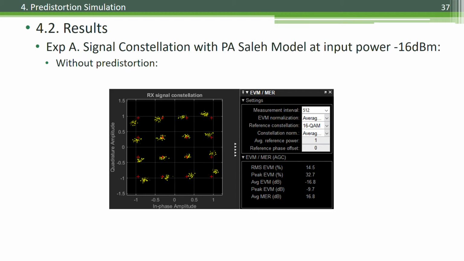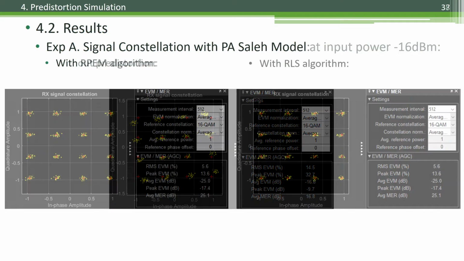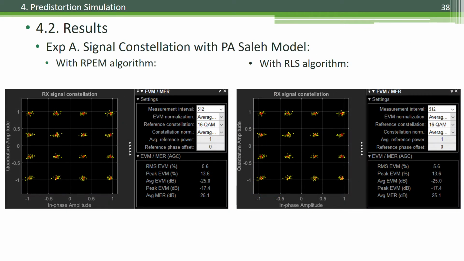And with the signal constellation in experiment A, without predistortion, the EVM is 14.5%, and with the recursive prediction error, the EVM is 5.6%. And the same with the recursive least square algorithm, and the two algorithms improve the EVM by about 11%.